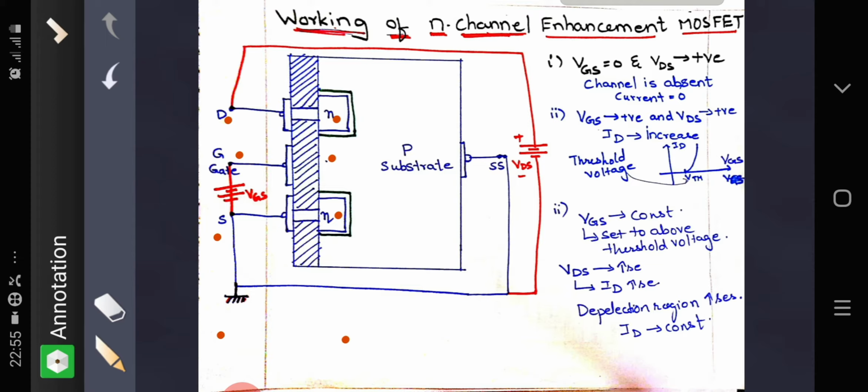Now let us understand the working of N-channel MOSFET for different cases. Let us take the first case, VGS is equal to 0. This is nothing but a short connected here, and VDS is a positive voltage, positive at the drain and the negative terminal connected to the source. Since there is no channel present between source and drain, there will be no current flowing through the MOSFET.